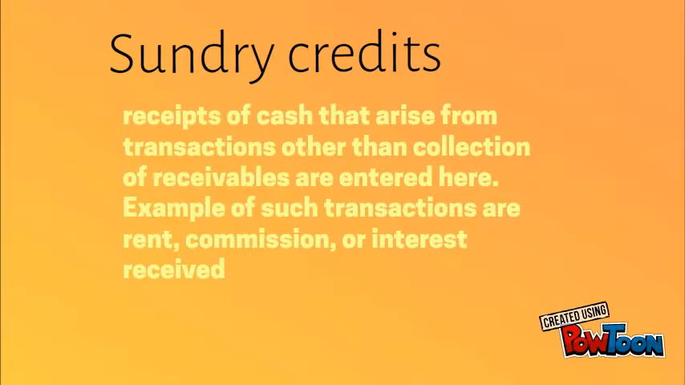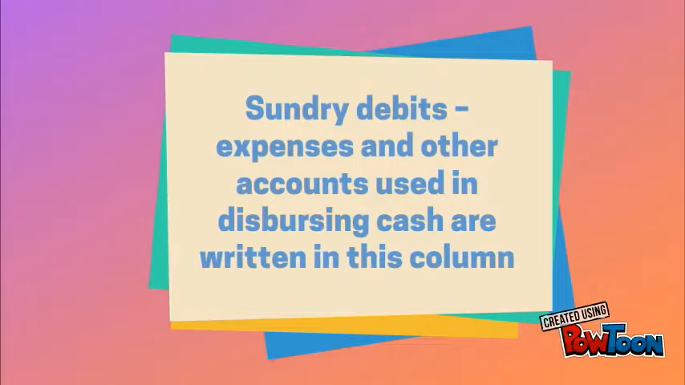Columns: sundry credits, where receipts of cash that arise from transactions other than collection of receivables are entered. Examples of such transactions are rent, commission, or interest received. Sundry debits: expenses and other accounts used in disbursing cash are written in this column.